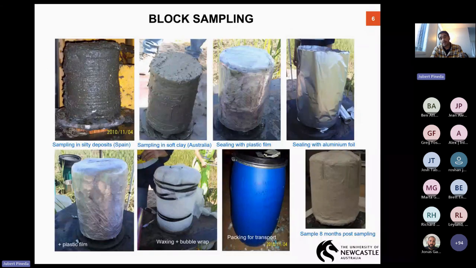These are photographs about the quality of the specimens that we can get with the Shelby sampler. Those at the top left-hand side are really complicated deltaic deposits from Barcelona in Spain. We use the original 400 mil Shelby sampler. This is a really complicated silty material, but we managed to get really high quality specimens for sampling and laboratory testing in the Universitat Politècnica de Catalunya in Spain.